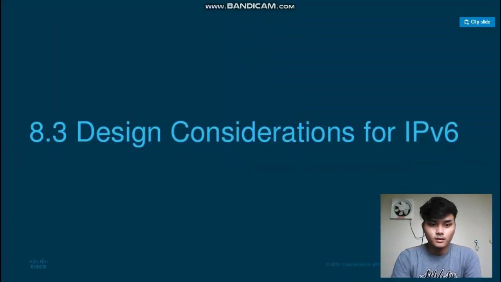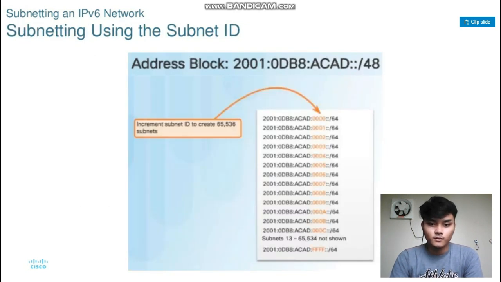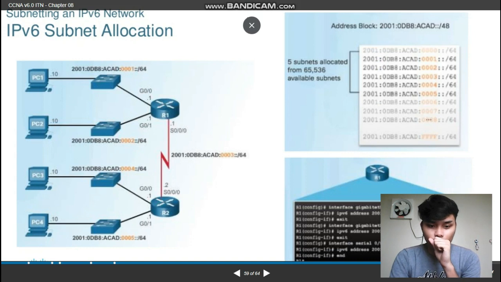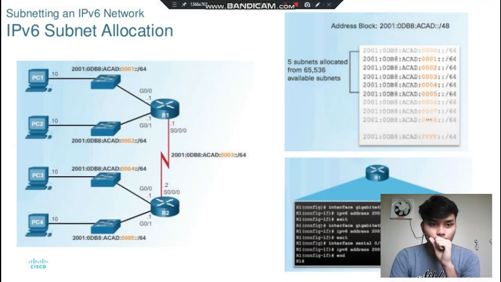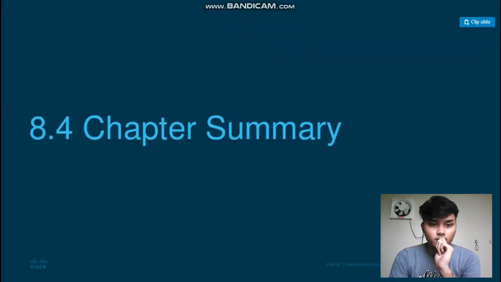Okay, the design considerations of IPv6. We have here the global unicast address, and IPv6 subnetting is not concerned with conserving address space. As you can see, we have the address block and subnet allocation. Let's proceed.